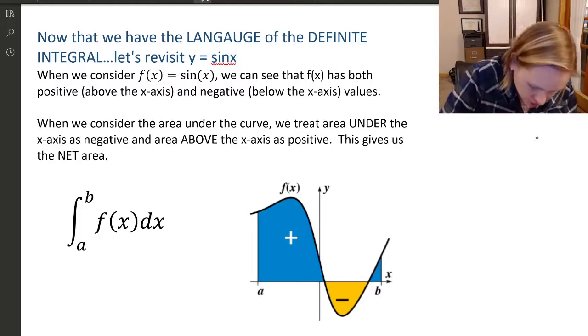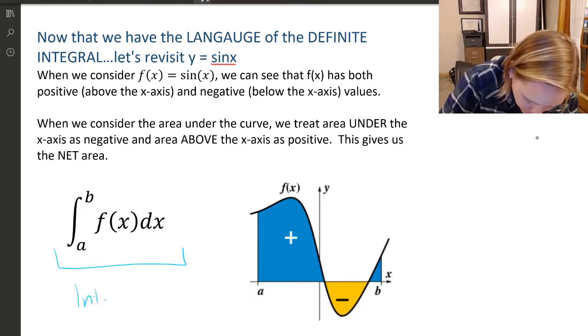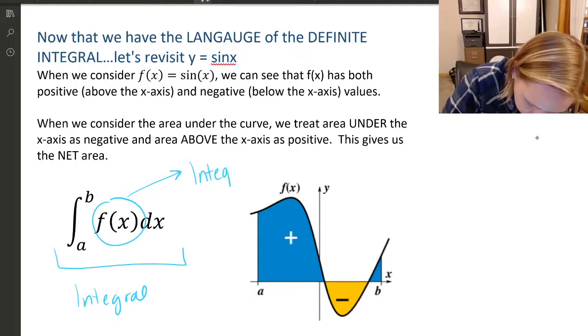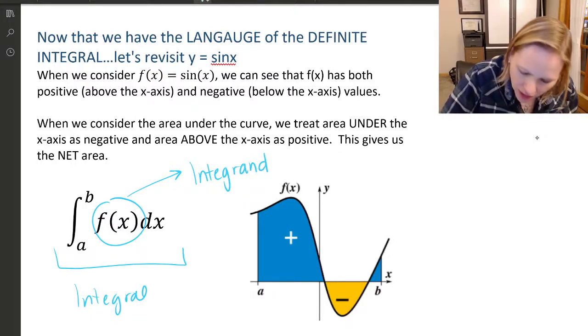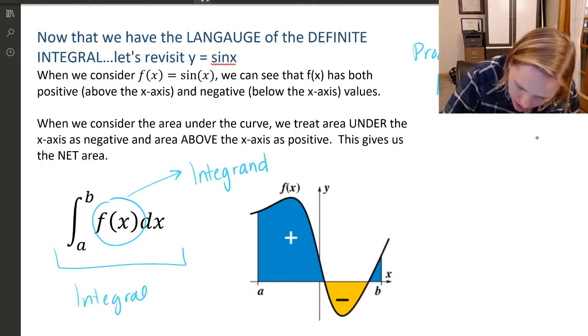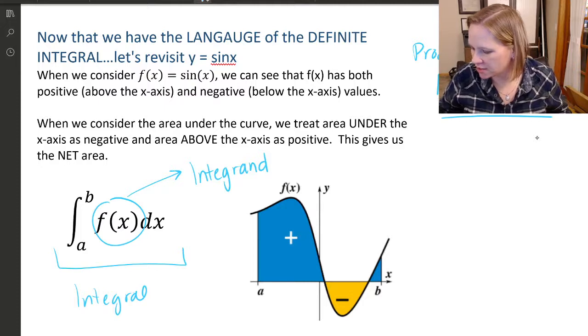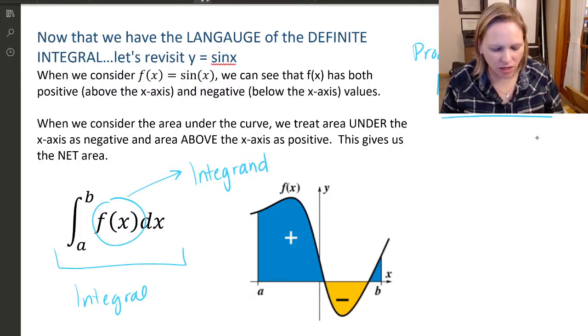So this is called an integral. The equation that we're integrating is called an integrand. And the process, we're going to refer to it as integration. Integration has multiple definitions in the English language. Here in mathematics, integration refers to the process of finding the area under a curve.